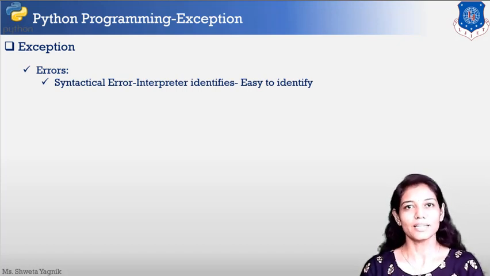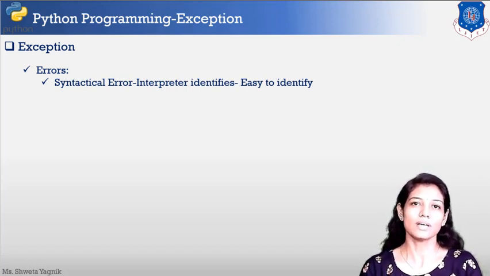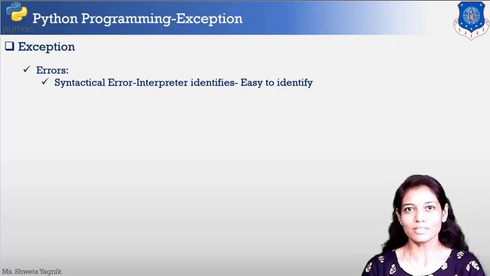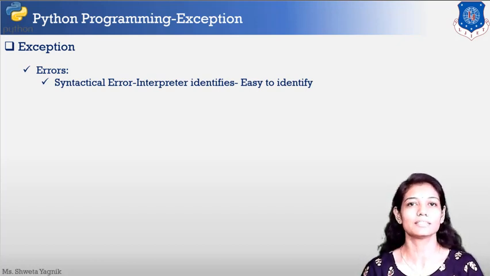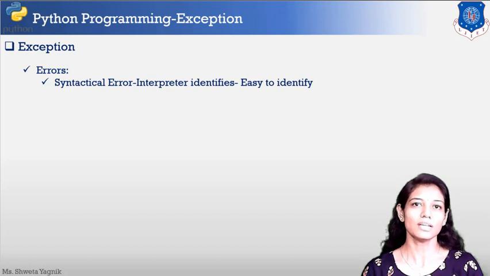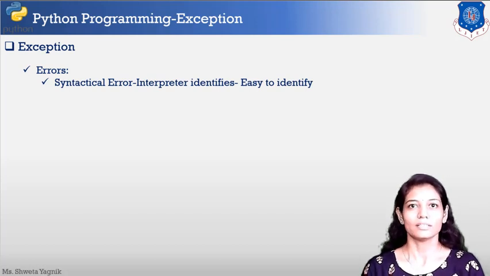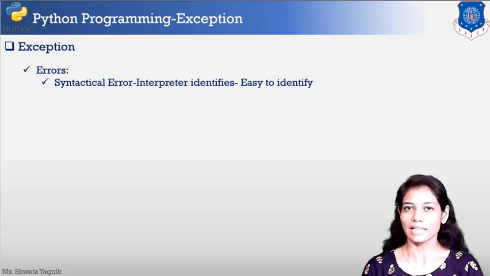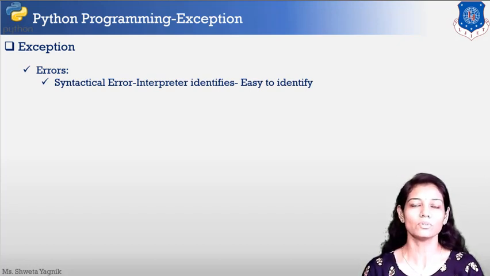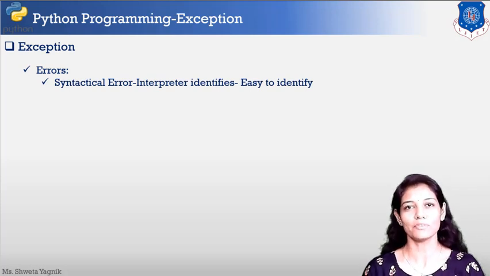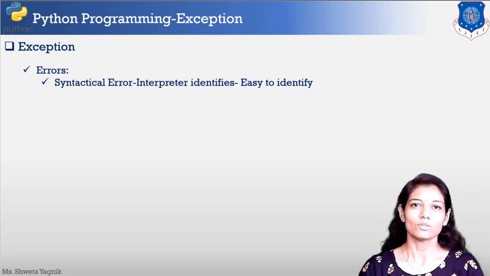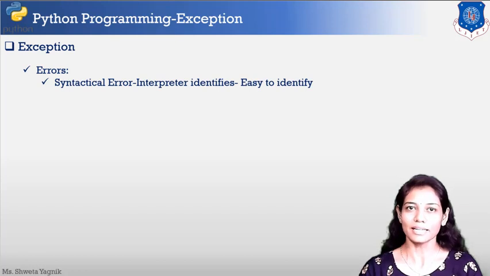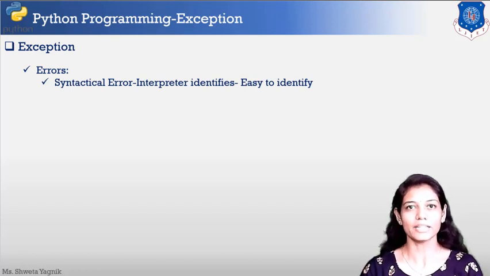The first category is syntactical error, and those are easy to identify because the interpreter or compiler does the work for us. As soon as we interpret or compile the code, the interpreter will tell us where the syntactical error is. For example, you are trying to print some statement and by mistake you have written capital P. That's not valid, that's a syntactical error, and that's what will be indicated to you.